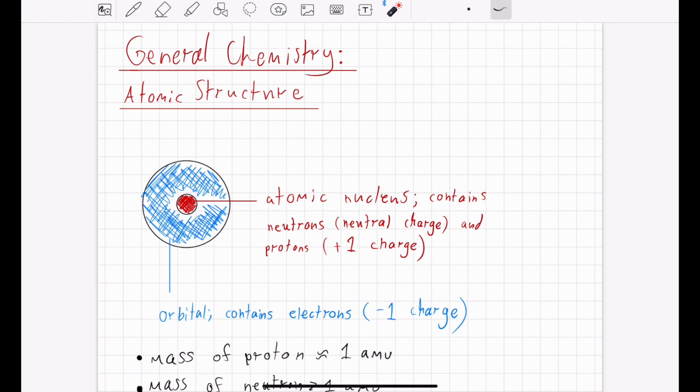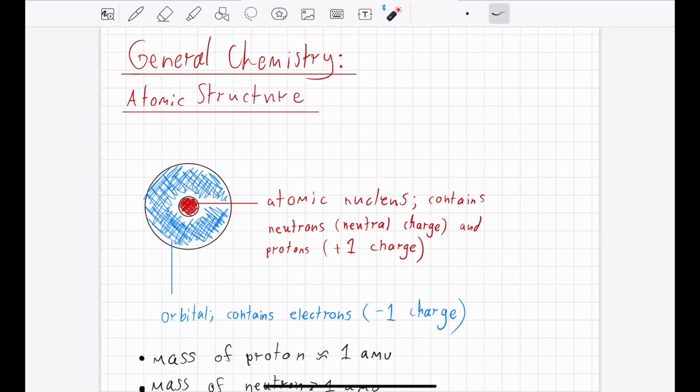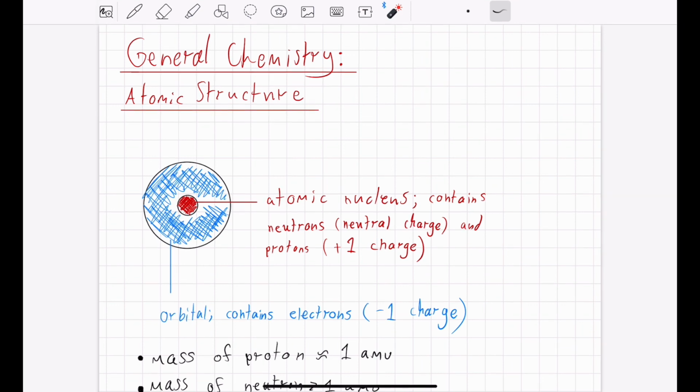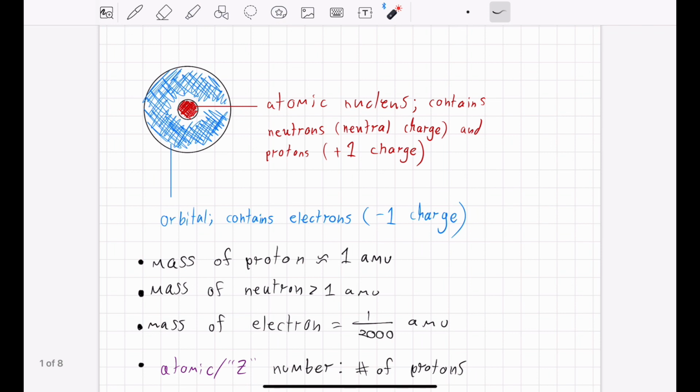Today, in this video, I'll be covering the first chapter of the general chemistry section of the MCAT, which is atomic structure. So let's just dive right in. First off, we have the atom here. And in this diagram, we see two main components.